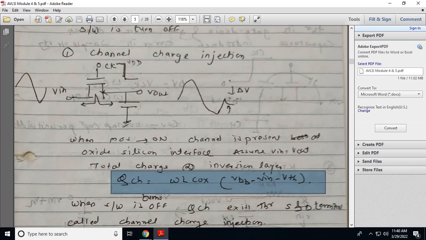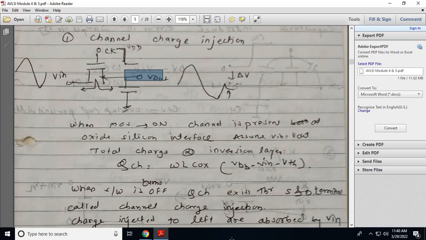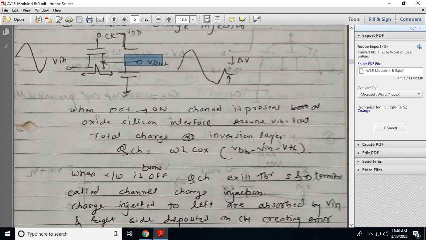Whenever this transistor is turned off, these charges try to exit through the input side or the output side. Whenever the switch is off, this QCH will exit through the source and drain terminals of the transistor, and that is called channel charge injection. The channel charge injected at the left side is absorbed by the input signal, and the right side charge is absorbed by the output, so it will give an error. If you see this diagram, there is a difference between the input signal and output signal. This is a change in voltage, and this is the error created by channel charge injection.